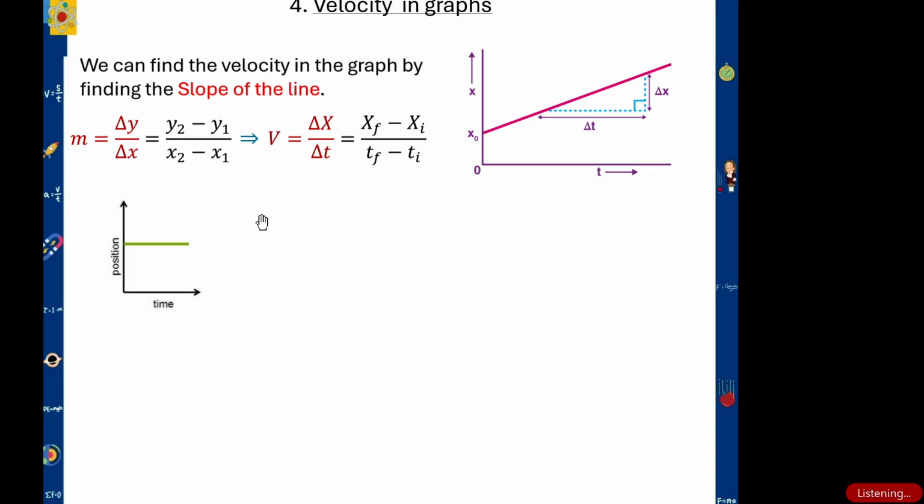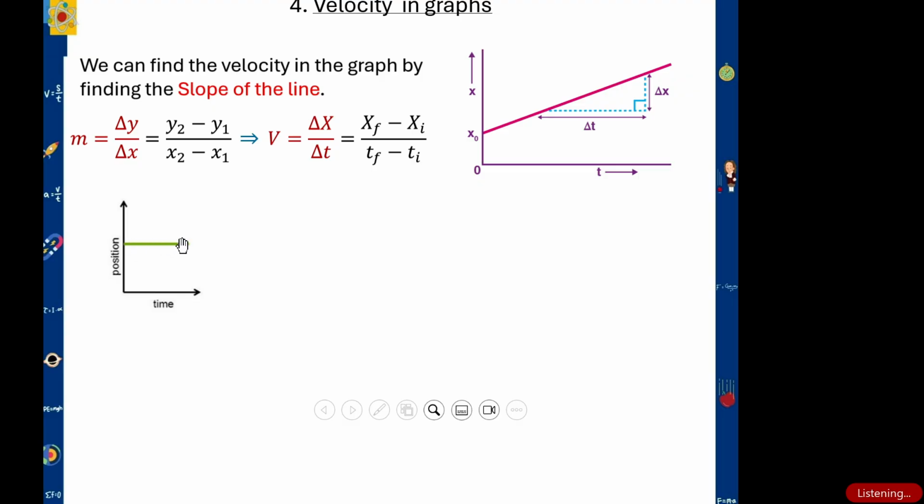So with that being said, there are three possible cases for the graphs of velocity. The first possible case is that the graph or the line will be constant like this, and it will be straight. In that case, it means that your position is not changing when the time is changing. You start counting time here, your position, let's say, was 5 meters, and when the time ended, your final position was also 5 meters.